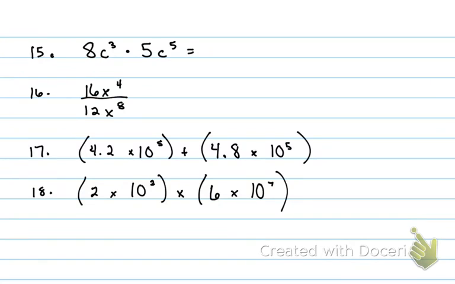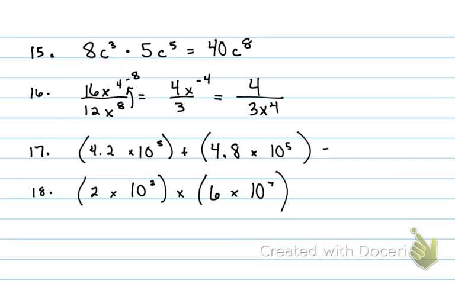Let's go over these problems. What did you get for number 15? Someone raise your hand and tell me. So many volunteers all at once. Samantha. 40c to the 8th power. Perfect. What about number 16? What did you get when you reduced? When you reduced, Selah? I got 4 over 3x. Perfect. 4 over 3x to the 4th power. Because x ended up being negative, I can never have a negative power in my answer. That's perfect.